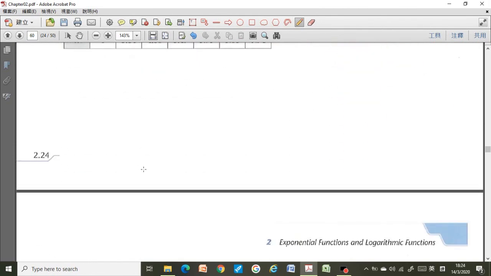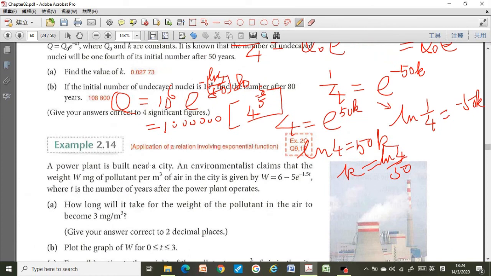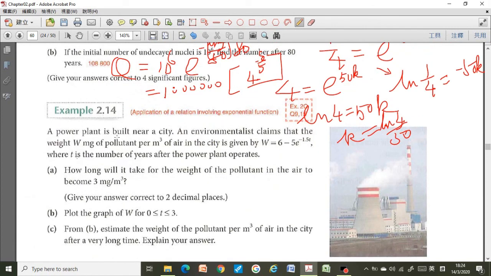The last example: a power plant is built near a city and the environment here. This is not a purely exponential graph because it is a number minus an exponential. How to do this one? You must first know what a graph like this looks like, and how this works if you have 6 minus this one. How long will it take for the weight of the pollutant in the air to become 3 million grams per year.